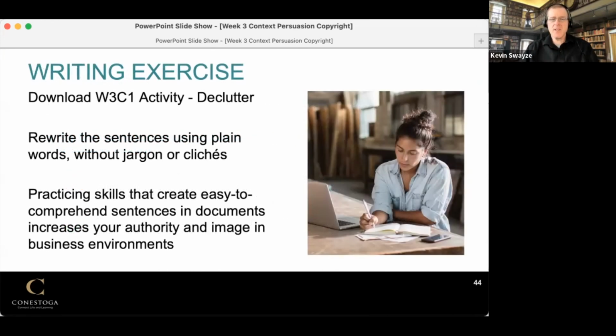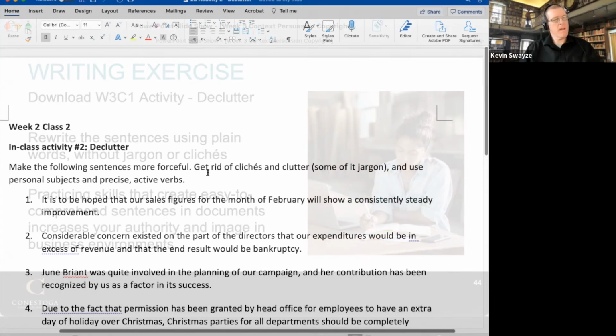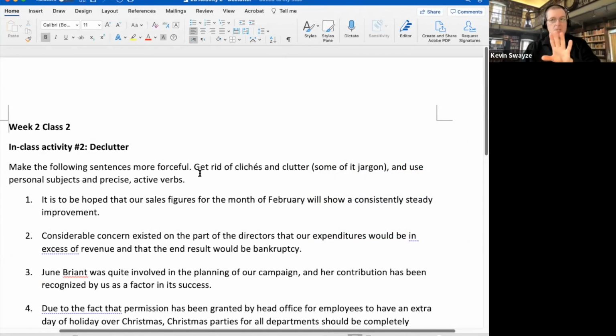Look at the activity, declutter. Okay, I've got it on my large screen off to the side. I apologize, I'm not looking directly towards you now. Make the sentences more forceful. Get rid of cliches and clutter and use personal subjects and precise active verbs.